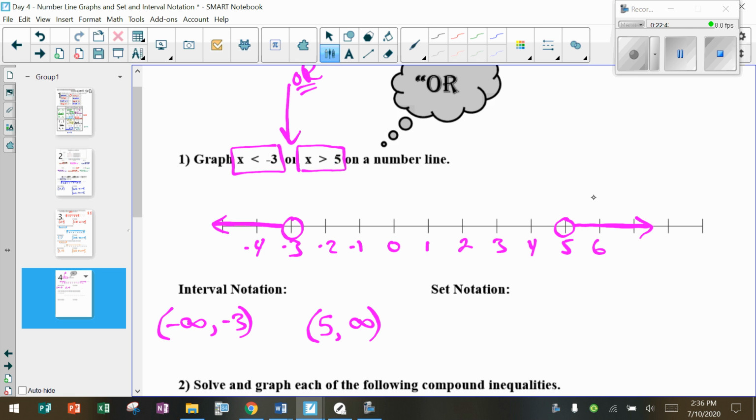With the gap in the middle, we use a symbol that looks like a U. In math, it's a union symbol to unite two parts on the same graph. Set notation is the same set notation that we were just doing. We say X is an element of the reals, and then we say X is less than negative 3, or X is greater than 5. So the only tricky part about doing the OR problems, make sure you have that gap in the middle, and then the interval notation will have to have two separate parts to it. So let's try another one of those.